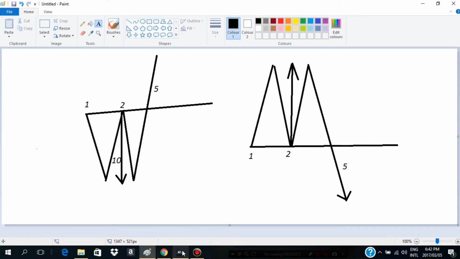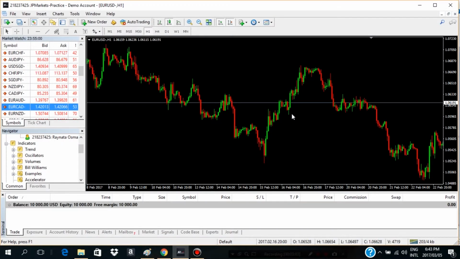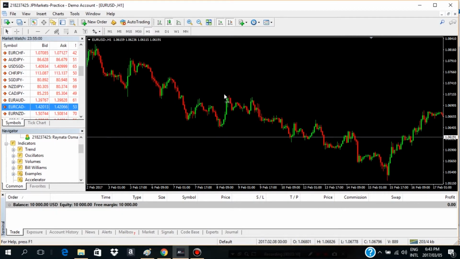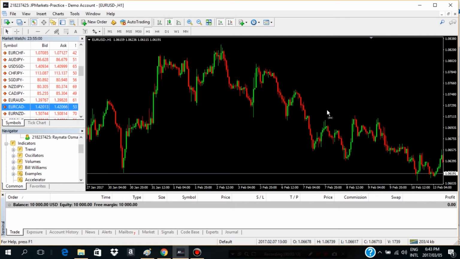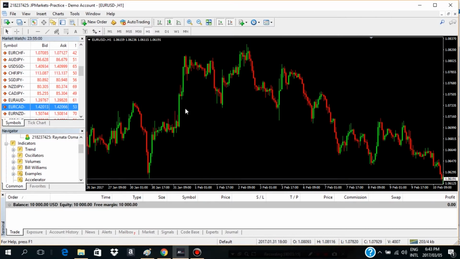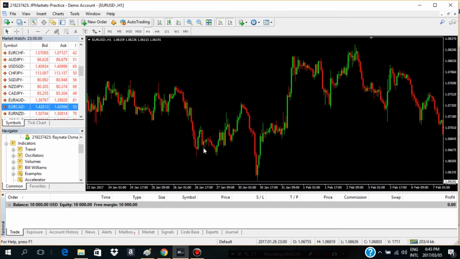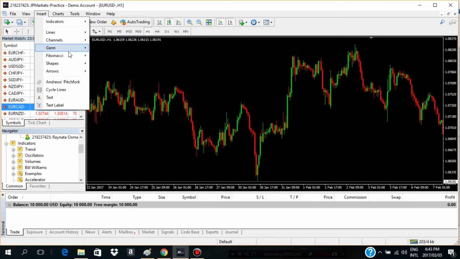Now let's look at this practically. Now when you are looking at the market, you want to look for 2 spikes. There's no right or wrong way. You just want to look for 2 spikes. And that is it. So over here we've got 1, 2 spikes. So let's draw our pattern.